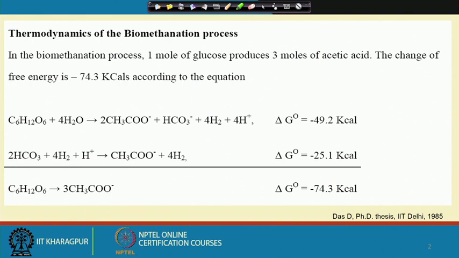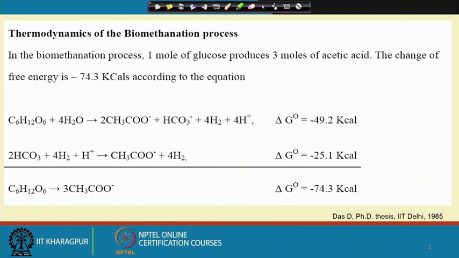Now, this particular lecture will put more stress on chemical thermodynamics. The first thing that I want to show you is the thermodynamics of the biomethanation process. As you know, the biomethanation process is a kind of anaerobic digestion process, where the organic material is converted to methane and carbon dioxide.